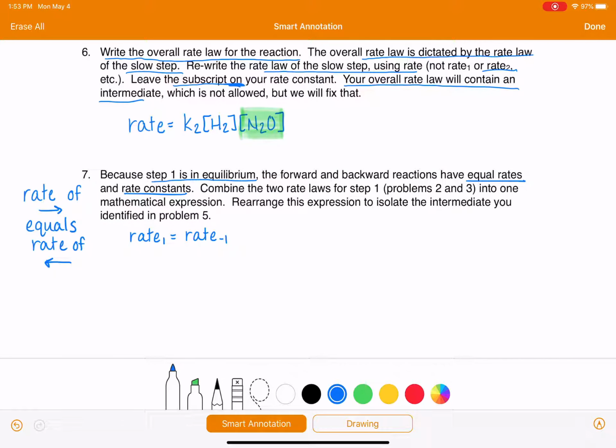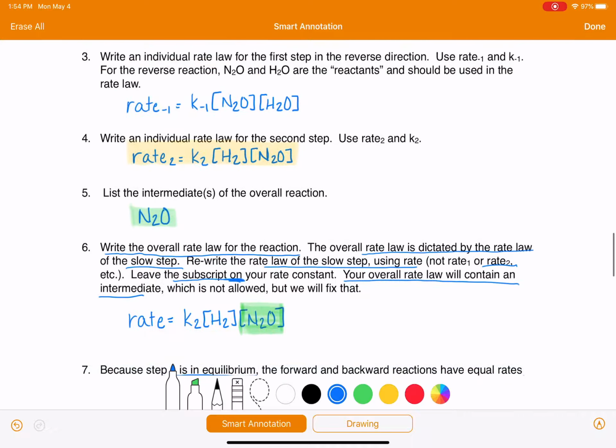And we can also say that the rate constant of the forward reaction is equal to the rate constant of the back reaction. But we don't need that yet. What we do want to do now is use this equality right here to combine the 2 rate laws for elementary step 1 into one beautiful mathematical equation. So let's get those 2 rate laws. Rate 1 is K1 something something. We're going to have to scroll back up. And rate -1 is K-1. Let's go see what those terms are.